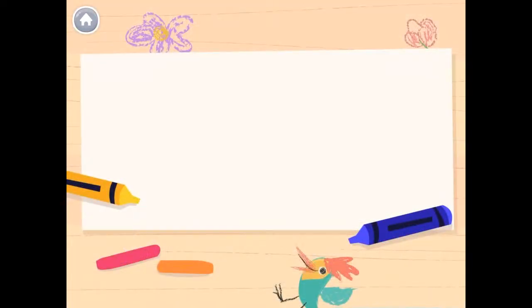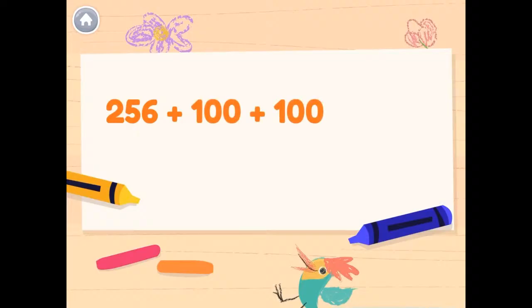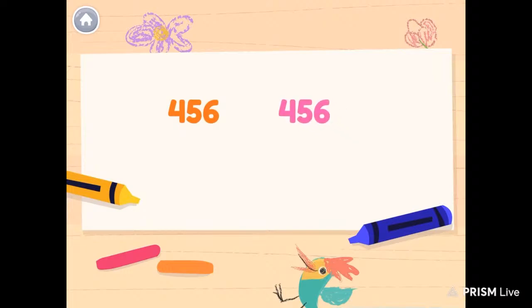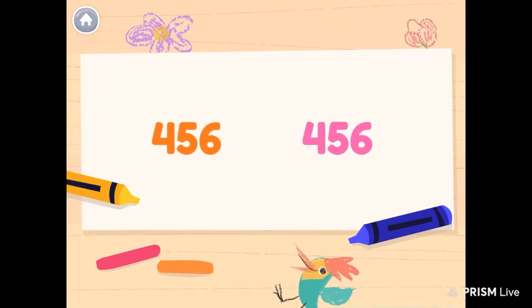Now let's try one with an equation. Which is greater? 256 plus 100 plus 100 or 456? First, let's solve 256 plus 100 plus 100. That equals 456. And now we can compare the numbers. The hundreds places are the same. The tens places are the same. And the ones places are the same. That means they are equal. Woo! What a surprise!